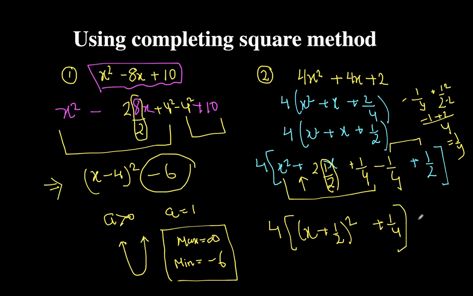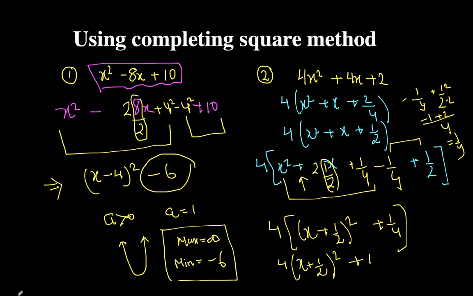Okay, so hope you understand how to write them, complete the square method. But you are not done. So what you have to do, you have to multiply everything by 4. You will get 4x plus half whole square, and this will become 1.